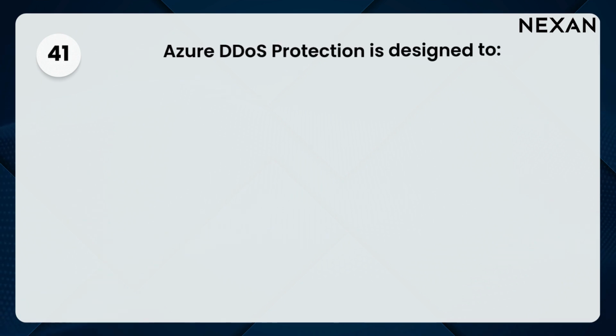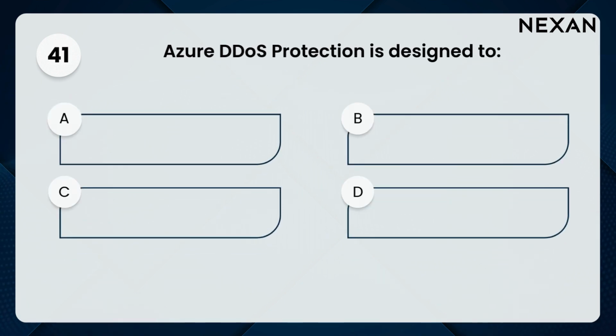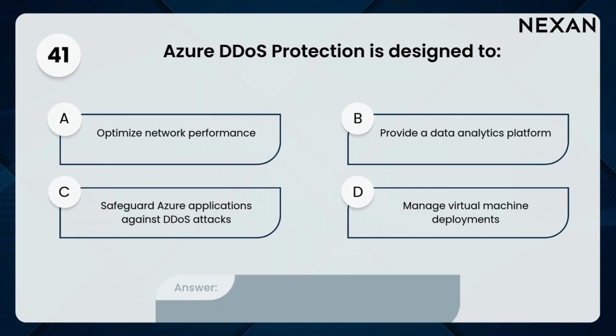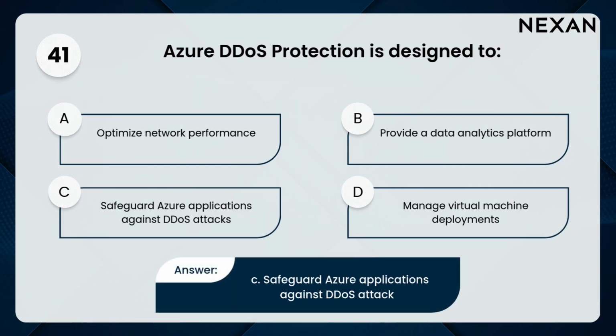41. Azure DDoS protection is designed to A. Optimize network performance. B. Provide a data analytics platform. C. Safeguard Azure applications against DDoS attacks. D. Manage virtual machine deployments. Answer. C. Safeguard Azure applications against DDoS attacks.